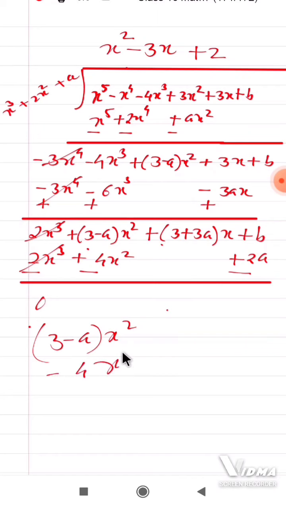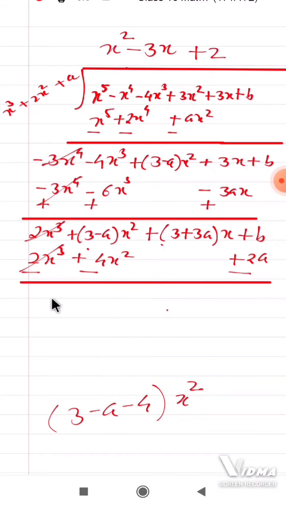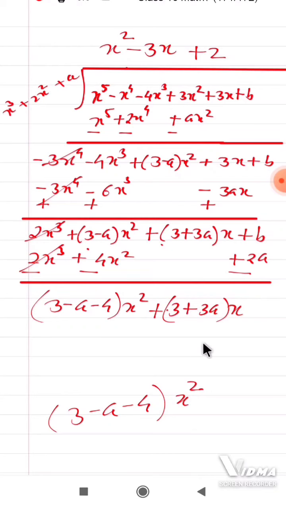This subtraction is going to be (3 minus a minus 4) into x square, so we write below (3 minus a minus 4) into x square. For (3 plus 3a) into x, there is nothing to subtract, so this term stays as it is: (3 plus 3a) into x. And at last we have b minus 2a as it is, because subtraction is not possible here. So we write b minus 2a as it is.